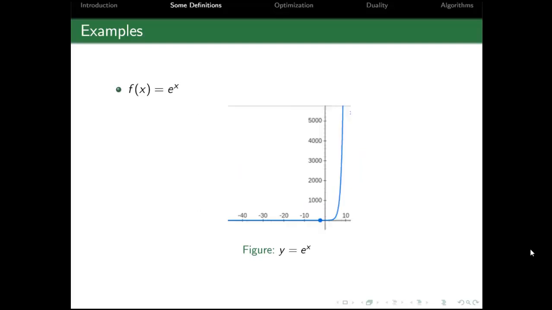The next example we are going to see is that of f of x equal to e power x. Again, graphically you can clearly see that this is a convex function. If you try to prove this according to the definition, you can see that this is not trivial. So we would like to see if there are any other ways to check the convexity of a function.